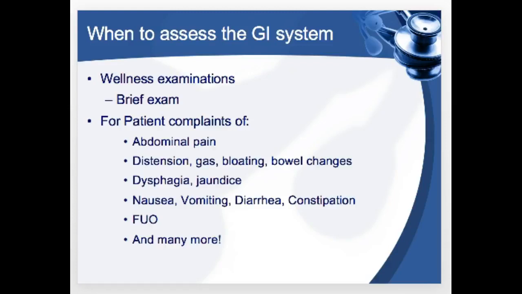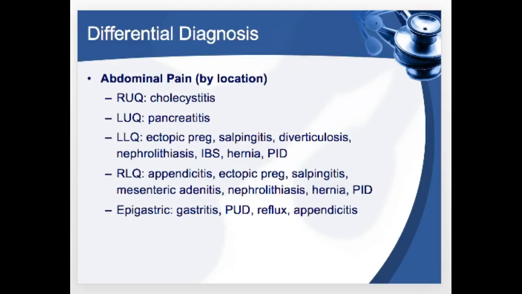If they have fever of unknown origin, that's what FUO means, fever of unknown origin, and a lot of other things. But the most common that you're going to see is probably abdominal pain, which is why we're going to spend a little bit of time on it. Abdominal pain, the differential diagnosis is more helpful probably to go by quadrant because it's a little bit quadrant specific.